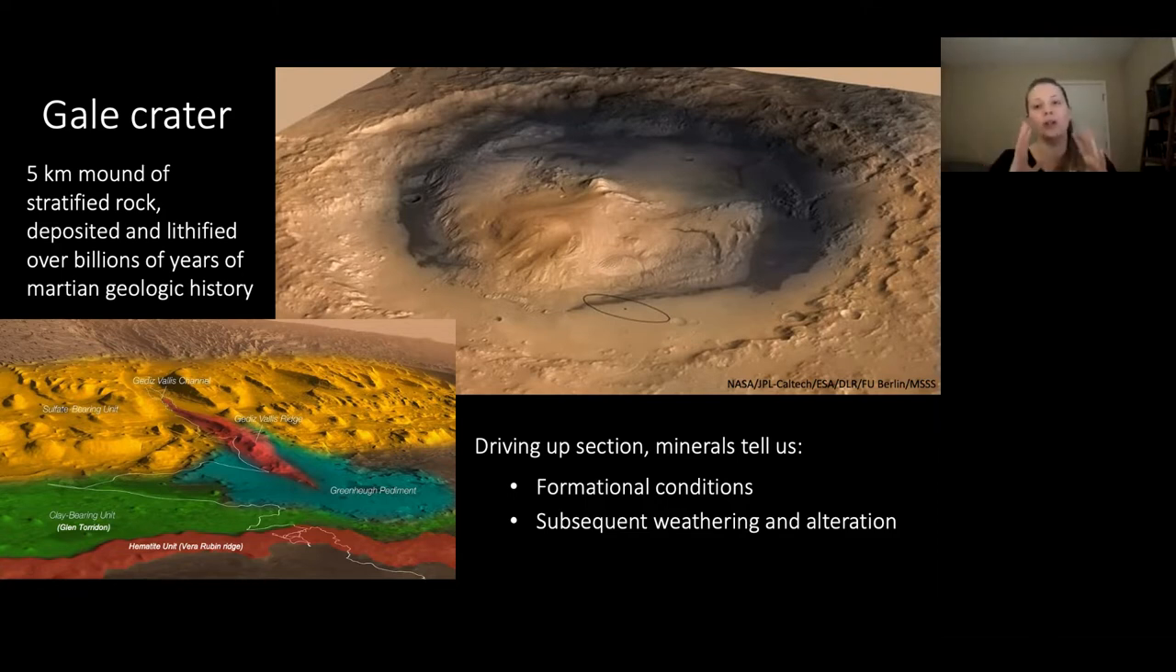As I mentioned earlier, an important piece of understanding the geologic history of a sample or a crater or a planet is understanding its mineralogy and the composition of those minerals, because they can give us a lot of important information about their formational conditions, subsequent weathering and alteration, and even evidence for habitability.